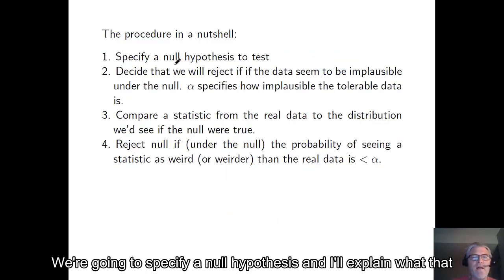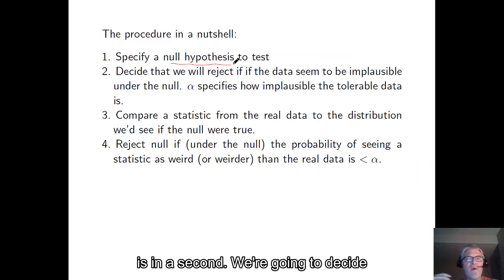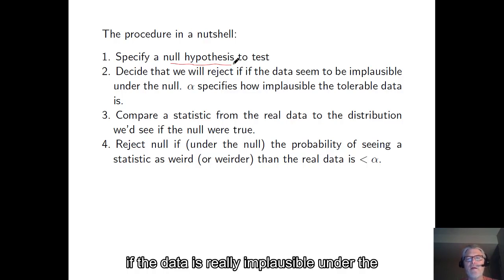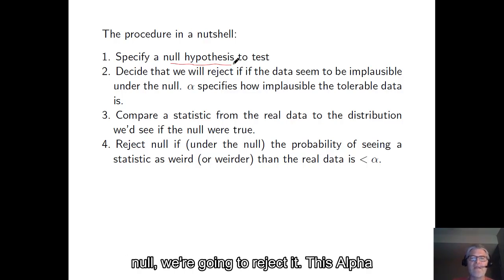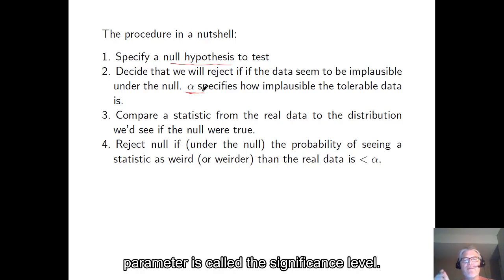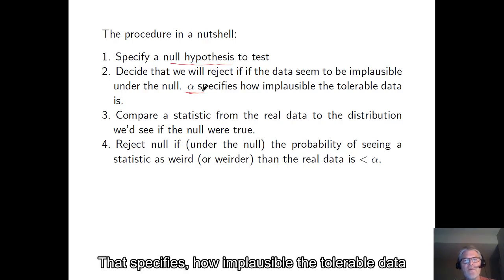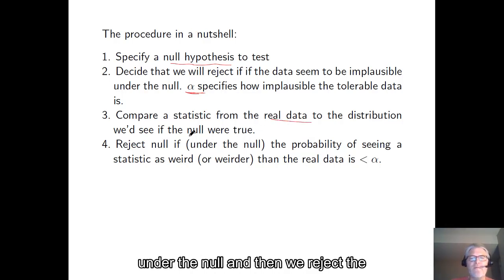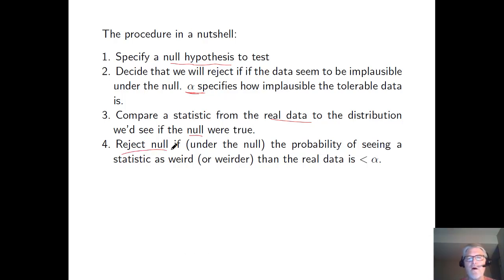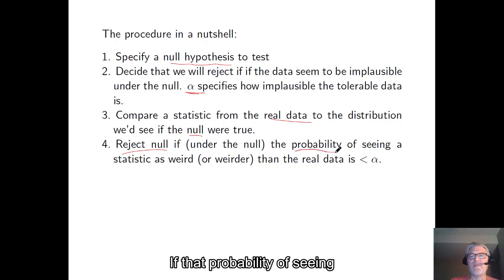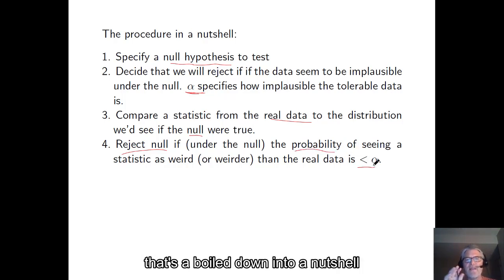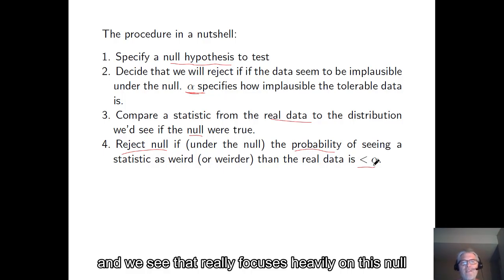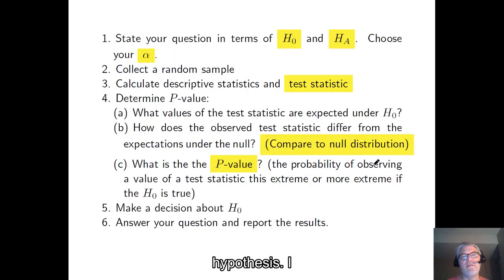We're going to specify a null hypothesis, and I'll explain what that is in a second. We're going to decide what our threshold for rejecting the null is. If the data is really implausible under the null, we're going to reject it. And this alpha parameter, called the significance level, specifies how implausible the data can be before we stop tolerating it. Then we're going to compare the real data to the distribution under the null, and we reject the null if the data seems really strange, if that probability of seeing something more extreme is less than alpha. So that's it boiled down into a nutshell, and we see that it really focuses heavily on this null hypothesis.